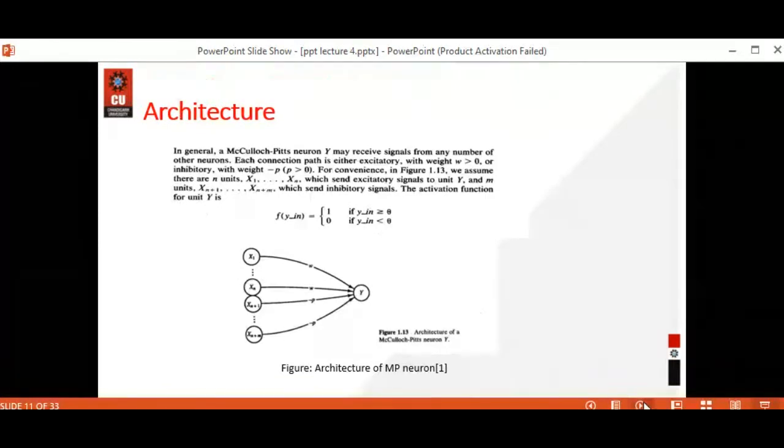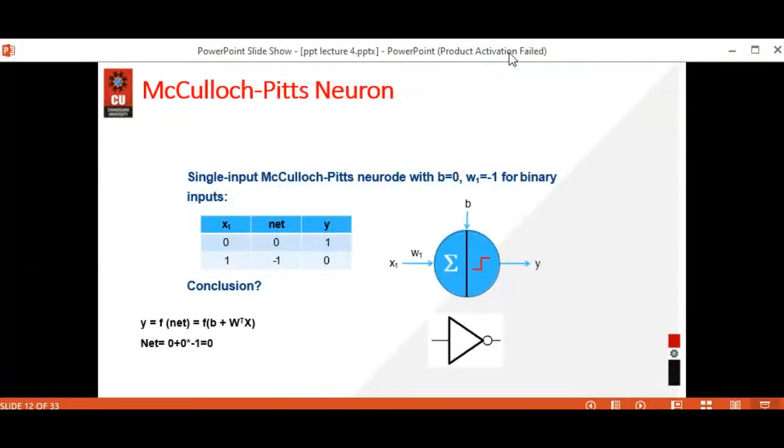Fine. So going now, just see this very carefully. We are going to design a single input MP neuron with bias equal to 0 and weight equal to -1. Weight is equal to -1. So can you see how net is calculated? Let me show you the calculations. So I'm going up here. Since it has a single input, I'll be taking it as X.